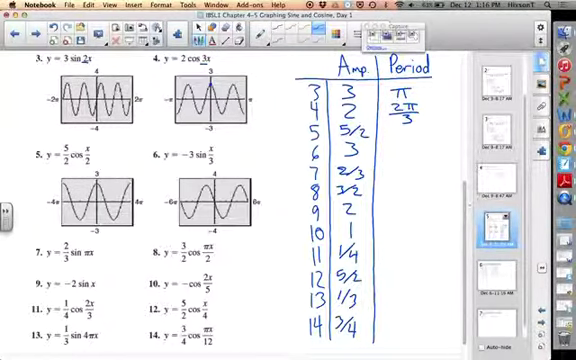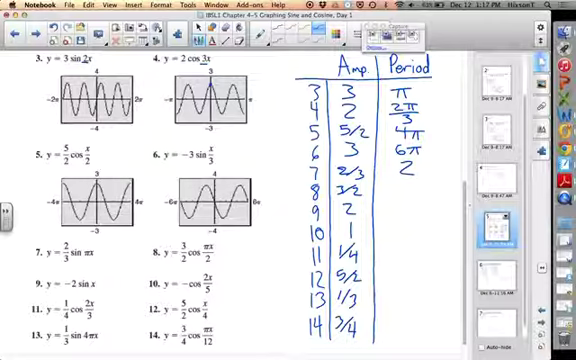Okay, how about number 5? 4 pi. Yeah, 2 pi divided by 1/2, because you're multiplying by 1/2 there. You flip and multiply, so that's 4 pi. How about number 6? X over 3. 6 pi. Yeah, we're going to have 6 pi. How about 7? 2. Yeah, just 2. The 2 pi divided by pi is just going to be a period of 2 radians.